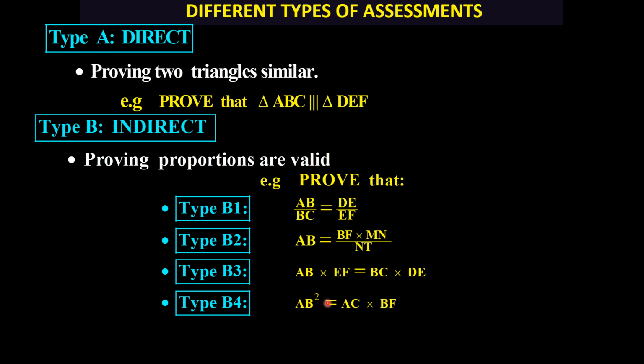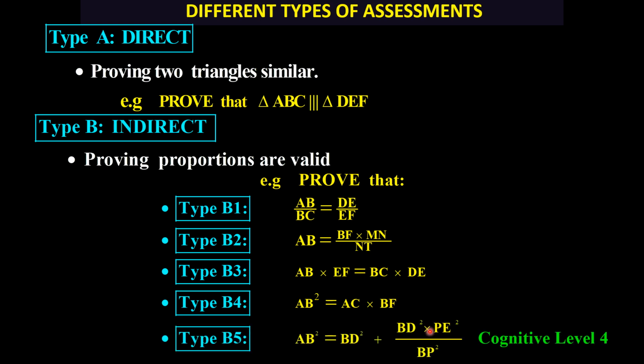Because once they're similar, you can get the proportion. This is just another way in which the proportion statement has been written. And then we have another one here which involves squares and adding together, right? So you've got AB squared equal to BD squared plus, you see there's a sum of squares here. And the sum of squares should remind you of a particular theorem.